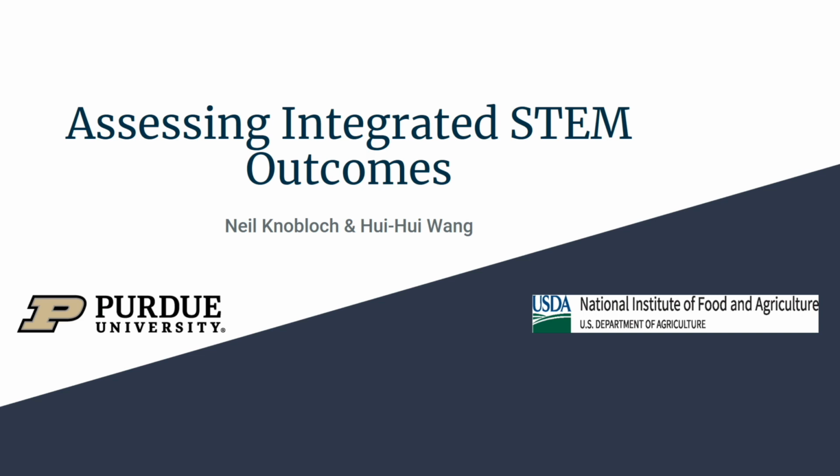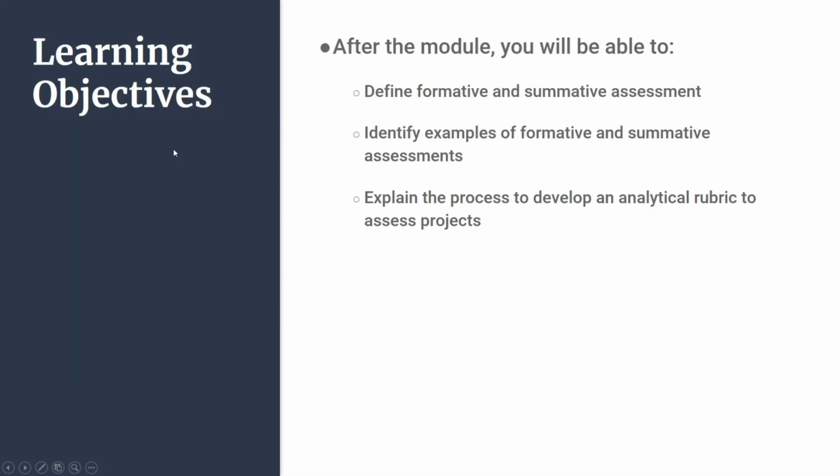We're here today to share with you a module that focuses on assessing integrated STEM outcomes. This is the last module of the 6-series module that we have created, and we hope that this has been a benefit to your development as you transition to becoming a more integrated STEM teacher. You'll see that this module focuses on defining formative and summative assessment, identifying examples of formative and summative assessments, and also being able to explain the process to develop an analytical rubric to assess STEM projects.